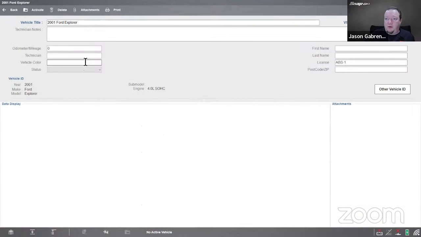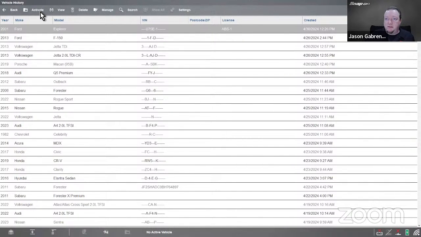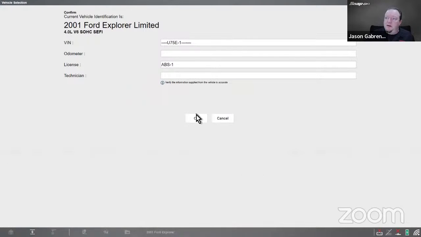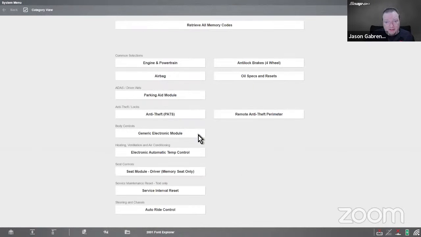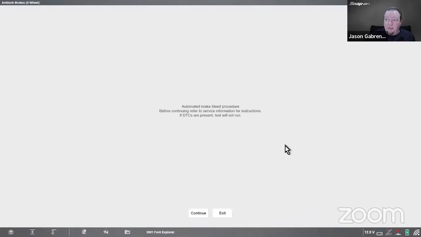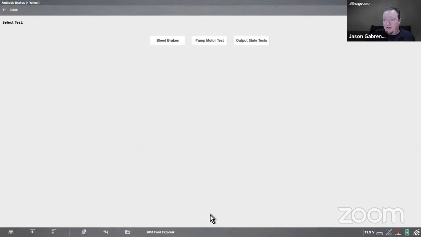So let's start with the old Explorer, right? A 2001 Ford Explorer. Like I said, that was my mother's old vehicle. And we had four-wheel anti-lock brakes in here. And you see codes, data, functional tests. Under functional tests, we're going to have an automatic brake bleed procedure, which is good to have because you not only need to bleed the brakes themselves, but there are also some vehicles where you need it in order to bleed internally in the pump to do any pump work.